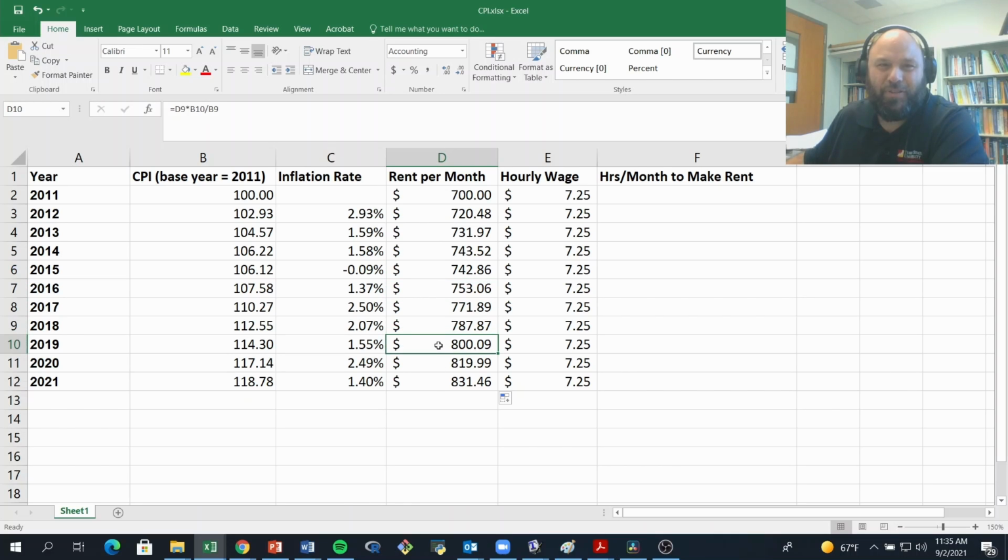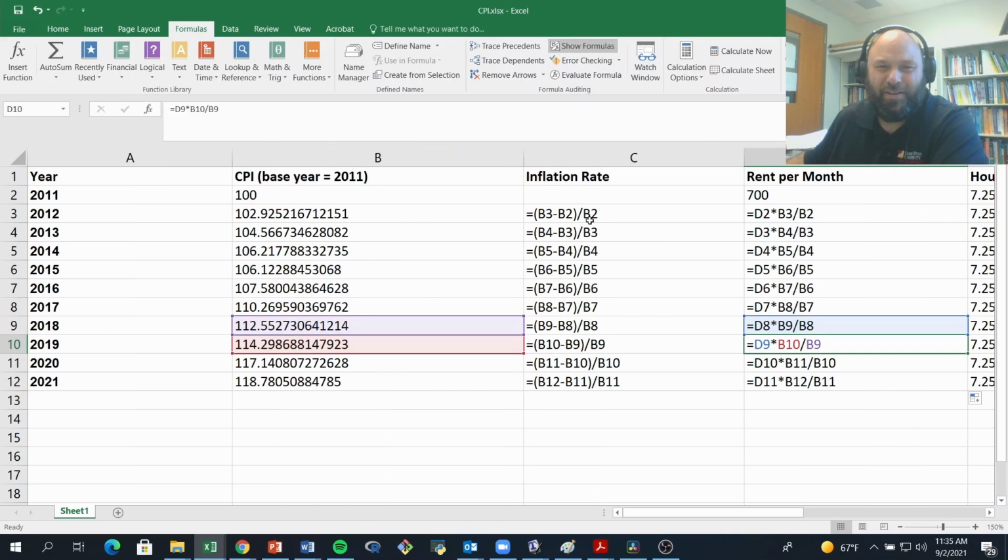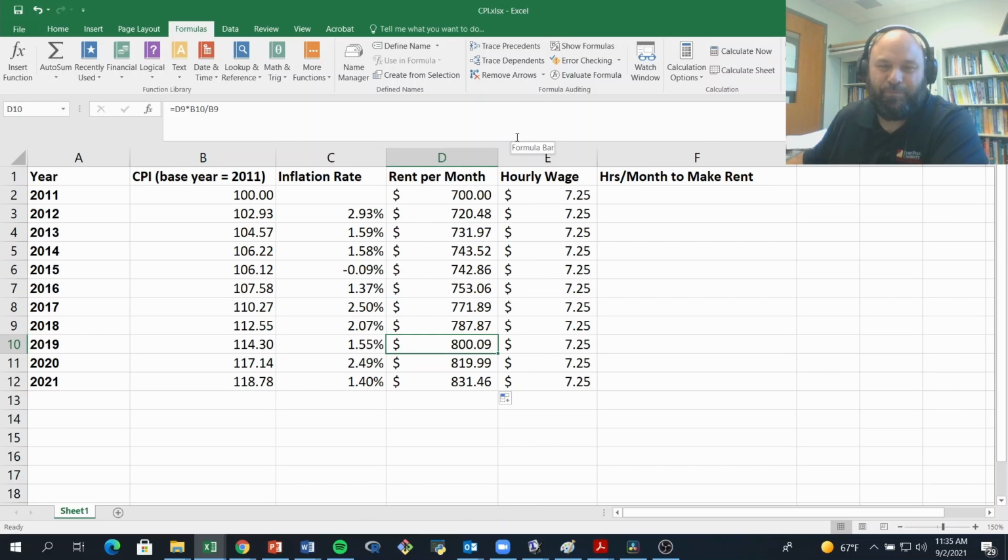So if you take a look at one of these, let's look at the formulas. You'll see what it did was it took the previous year's monthly rent and multiplied it by this year's CPI, but divided by the previous year's CPI. Previous year's units of currency canceling, leaving us in units of, in this case, 2019 dollars. So this is how our rent grew.